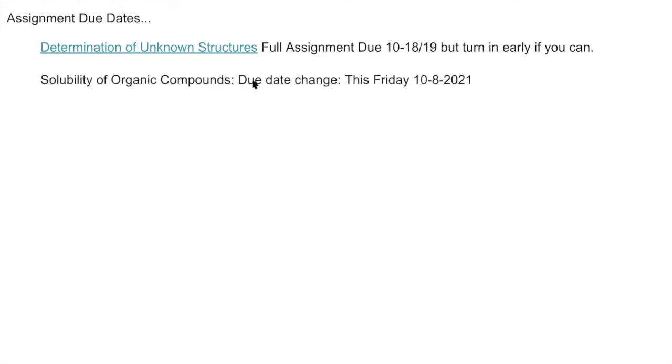Solubility of organic compounds. I did change the due date. I pushed it back to the 8th, but try to turn it in this week if you have it done.